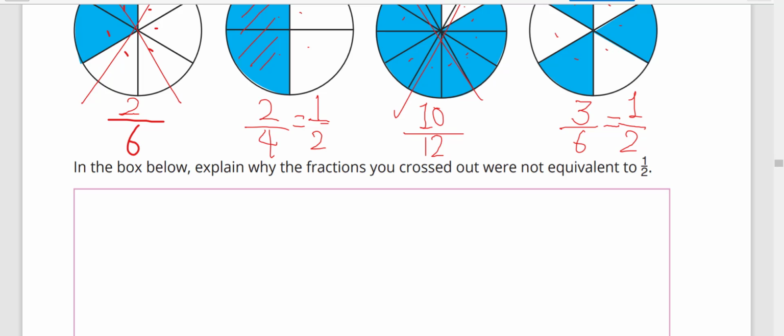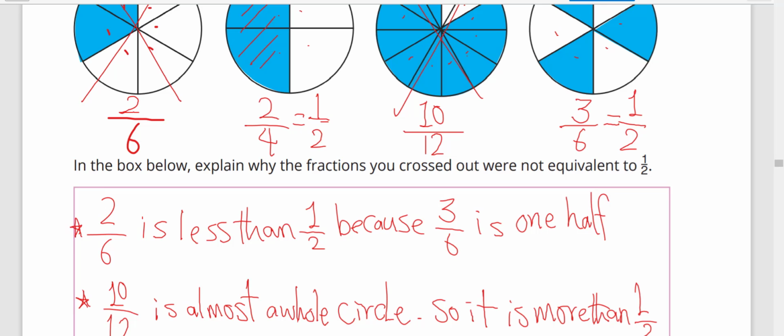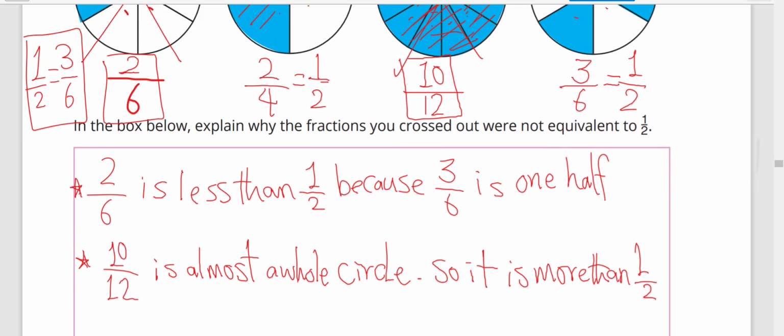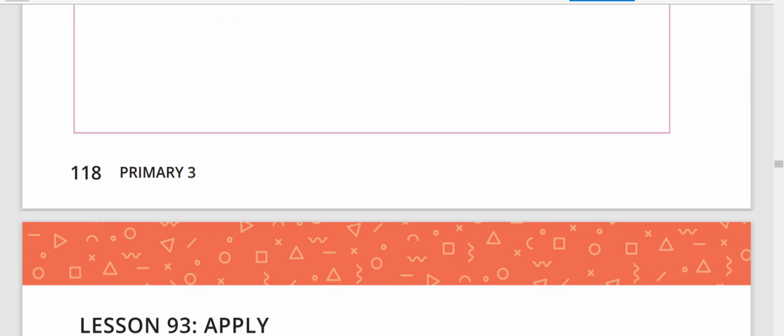In the boxes below, explain why the fractions you crossed out were not equivalent to half. As the first one, 2/6 is less than half because half equals 3/6, not 2/6. And this one, 10/12 is more than half. Why? Because almost all of the circle is shaded. Turn to the next page.